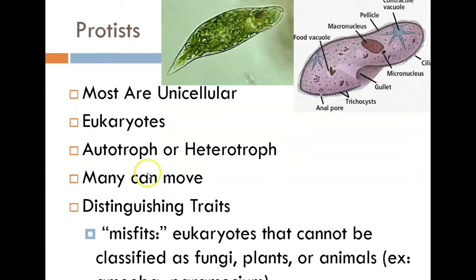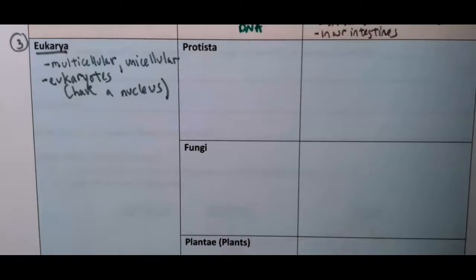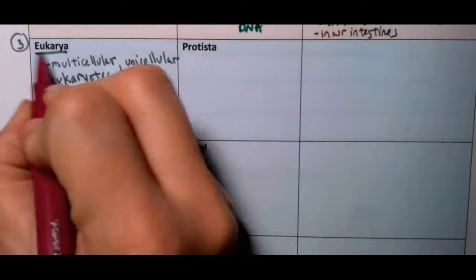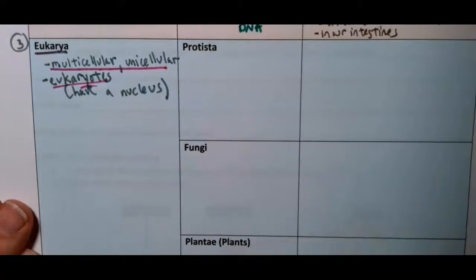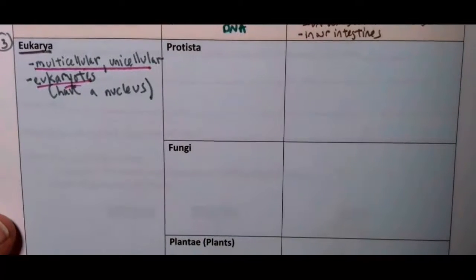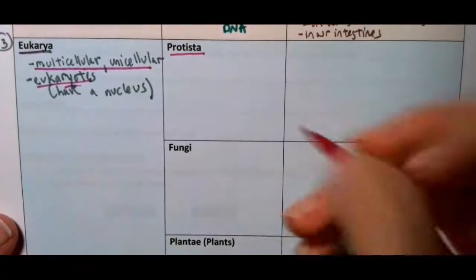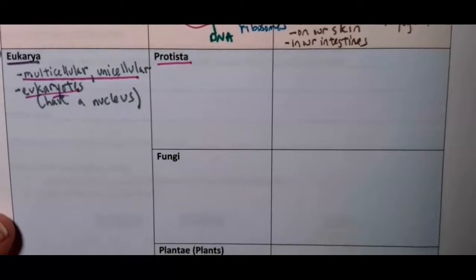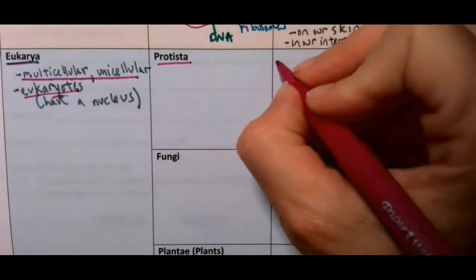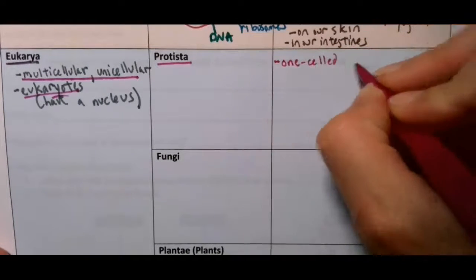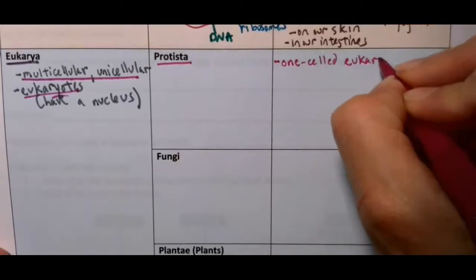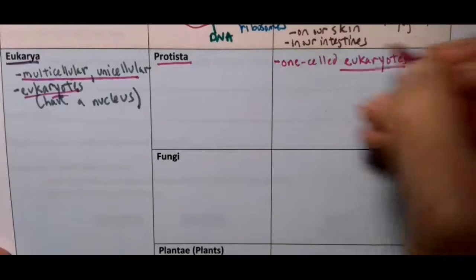After bacteria, we're going to get into the Protista kingdom, which is under a different domain called eukarya. So the third domain we're going to look at is eukarya. Eukarya are multicellular or single-cellular organisms, but they're eukaryotes. They have a nucleus. So the first kingdom we're going to look at is the kingdom Protista. These organisms are one-celled eukaryotes, meaning they have a nucleus.